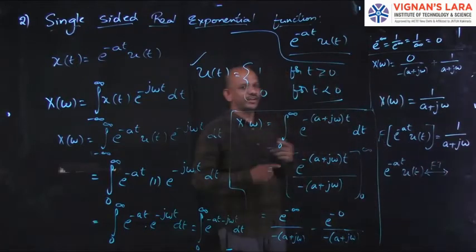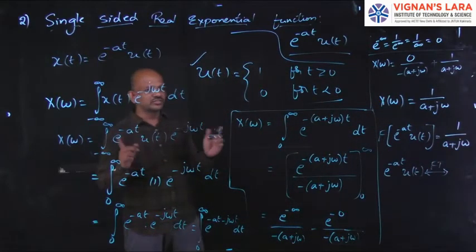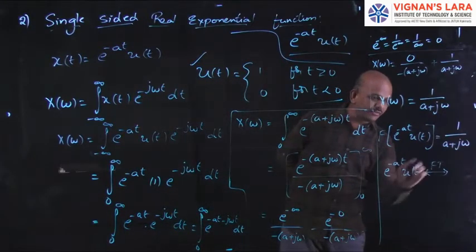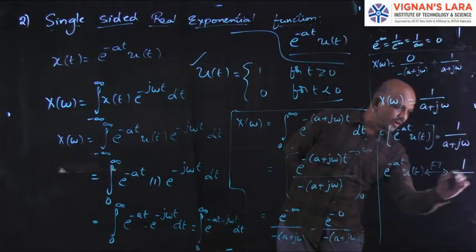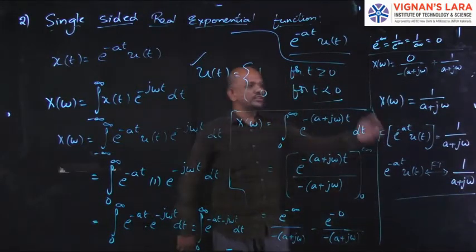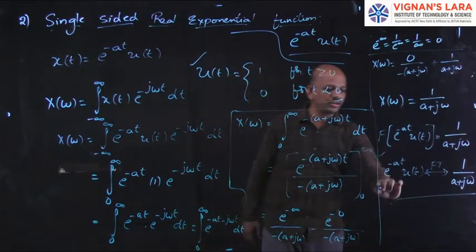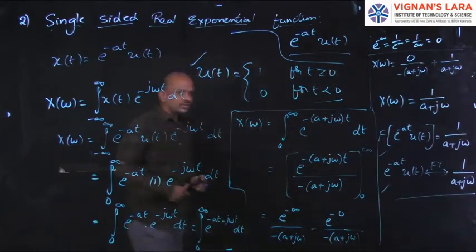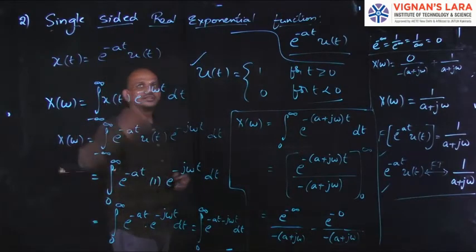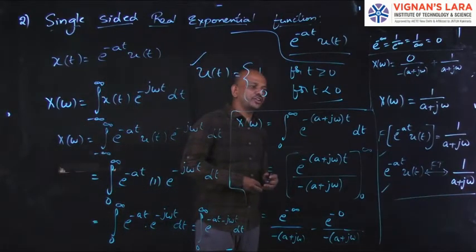That means you have to write a line with 2 arrows on both sides, and on the top of the line you have to write FT. That is, this function will have a Fourier transform 1 by a plus j omega. So you can represent in any one of this way, either this way or this way. Okay. So this is how to find out the Fourier transform of the single-sided real exponential function.